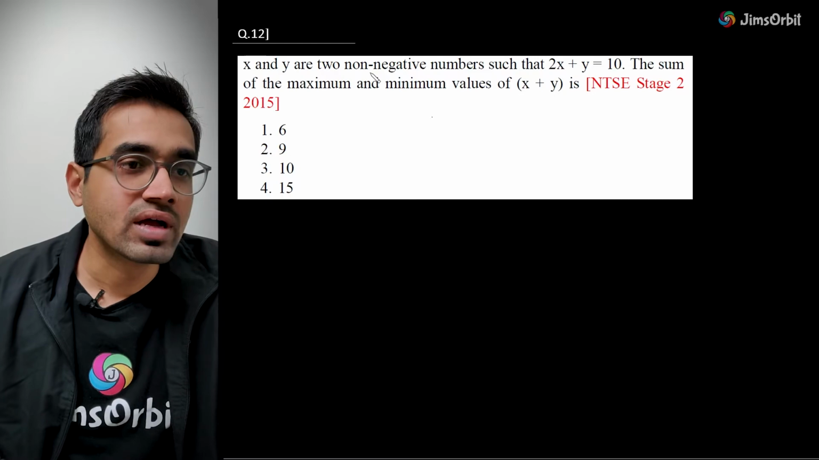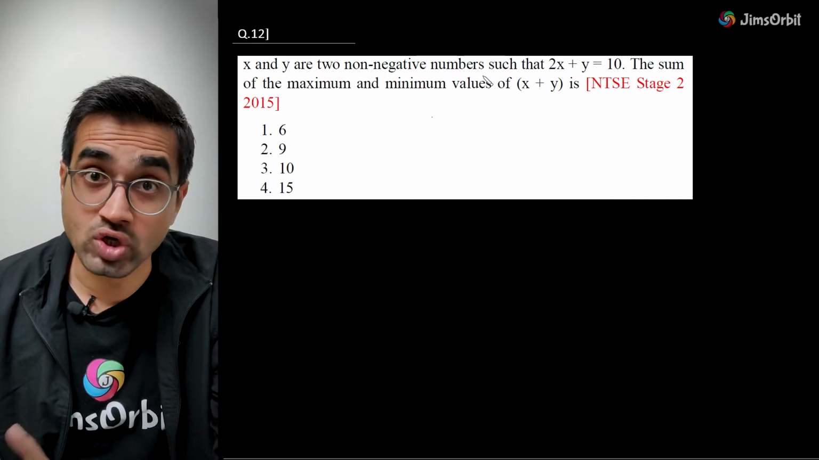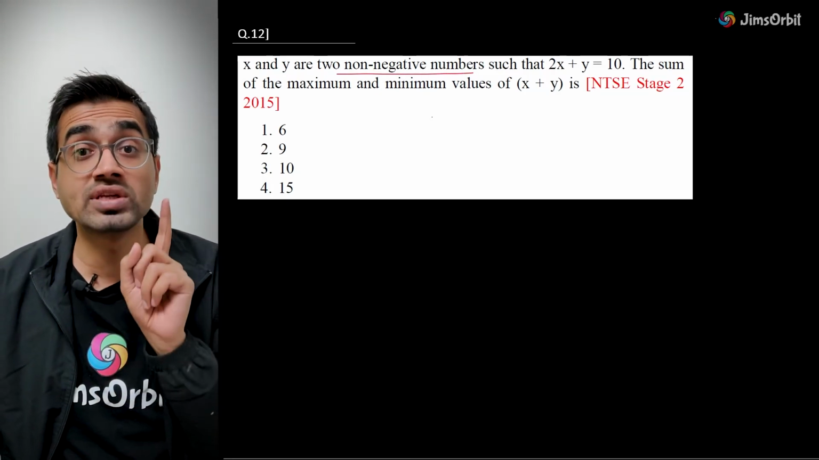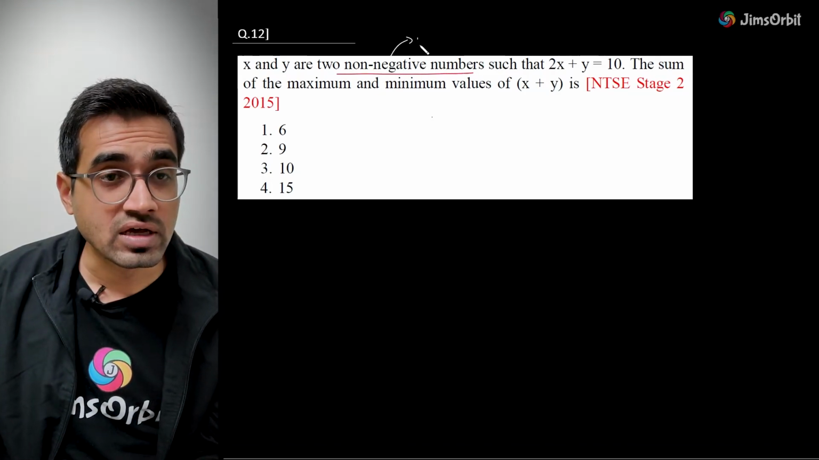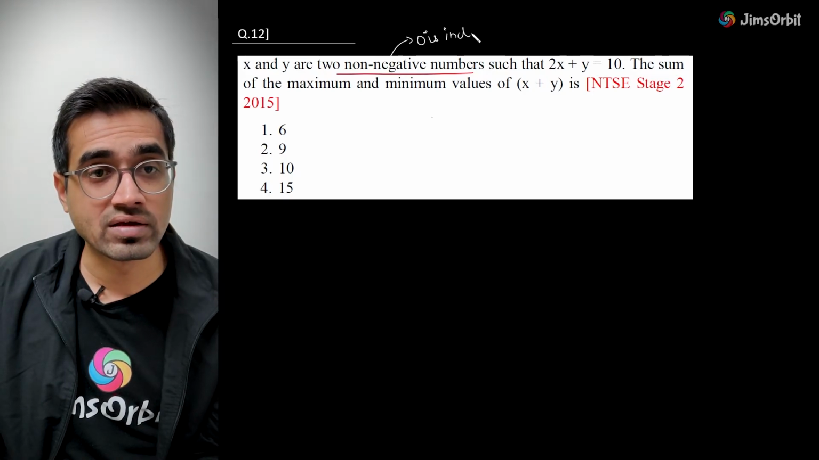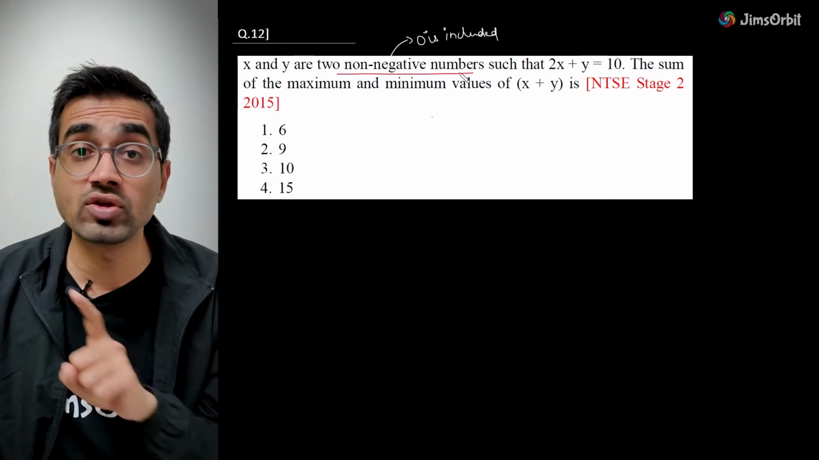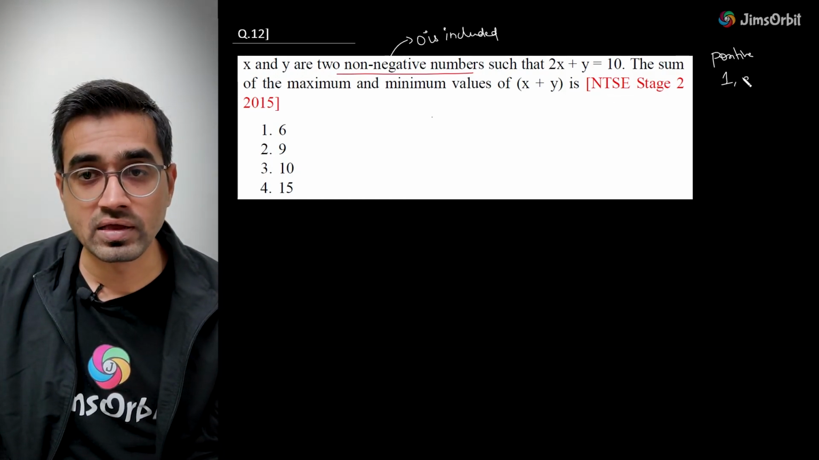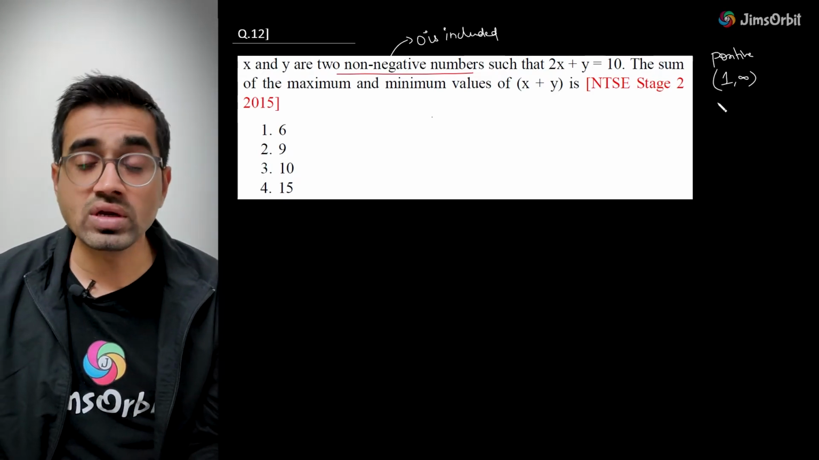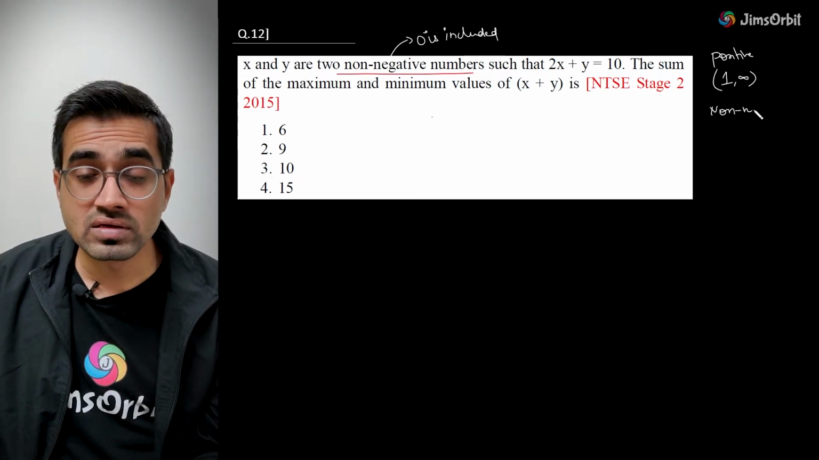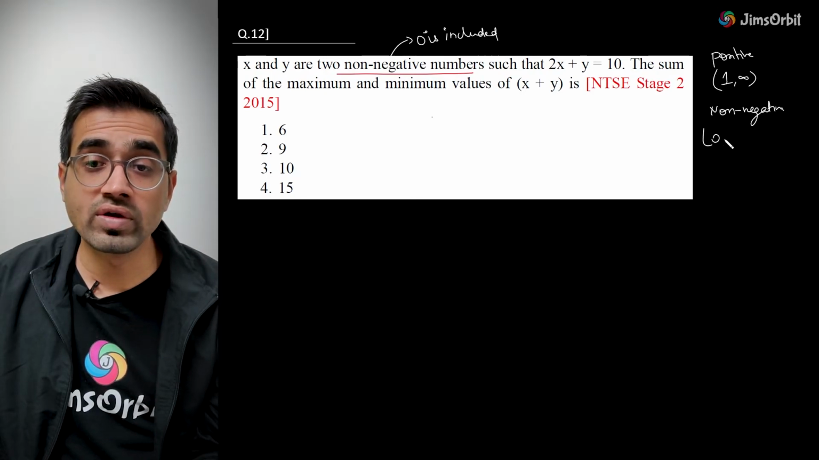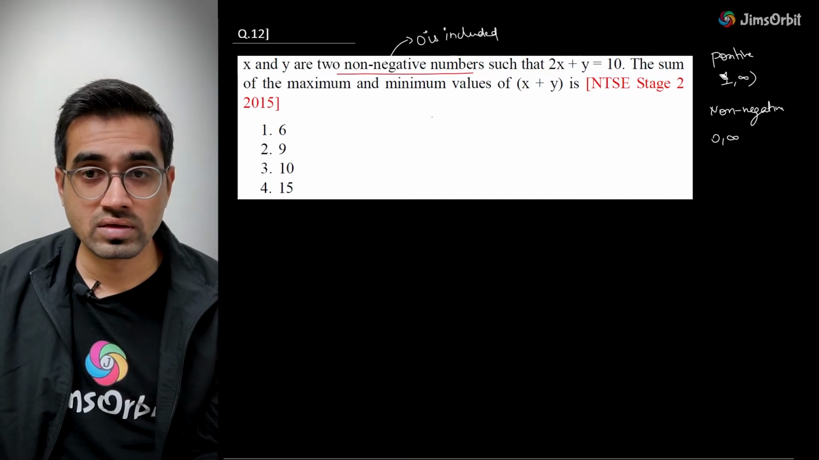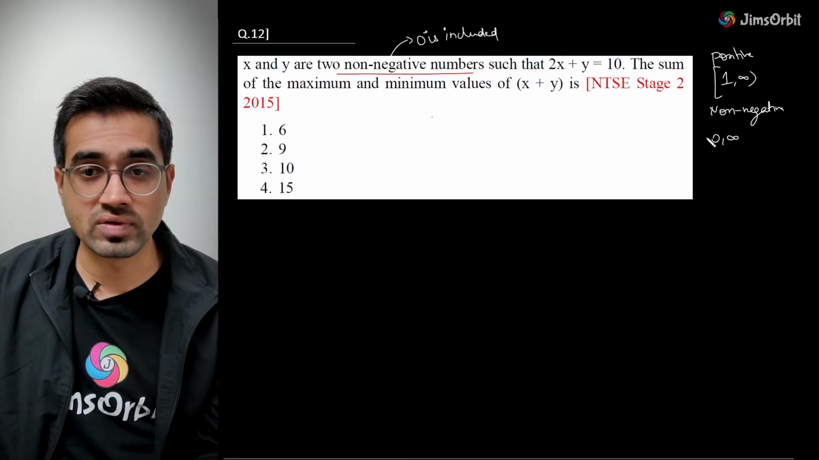What is it saying now? The x and y are two non-negative numbers. Non-negative. These are very important points. If you do not know these things, non-negative means 0 is included. If it is said only positive numbers, then you do not include 0. Positive numbers means from 1 to infinity. Obviously 1, 2, 3, 4 and so on. And non-negative means 0 to infinity. Oh, I need to use a box bracket.